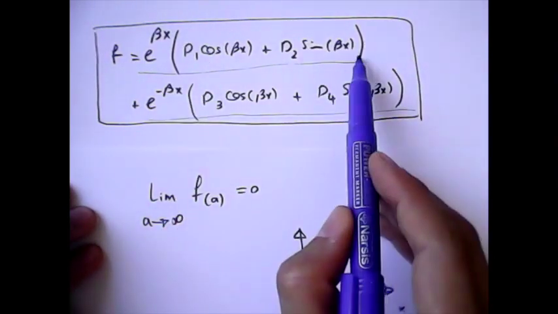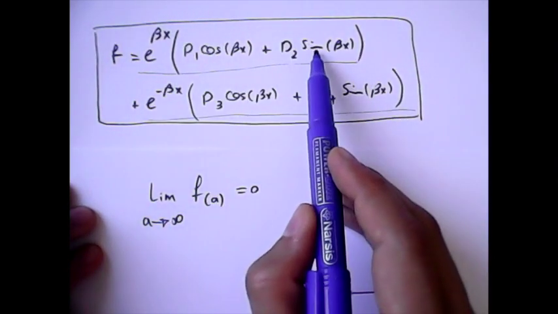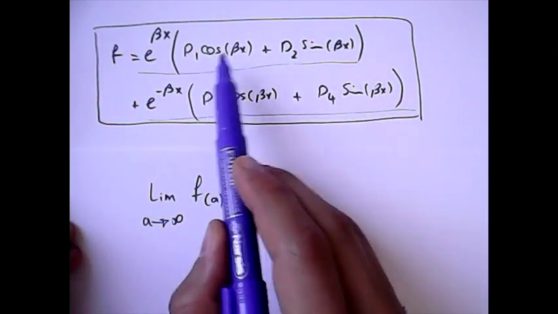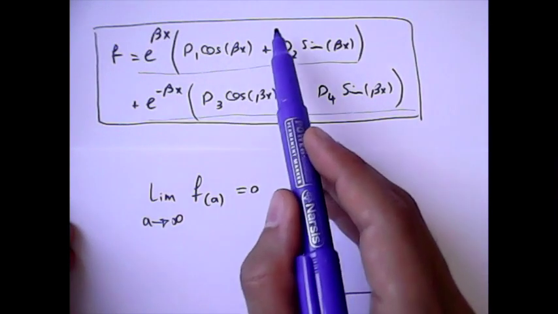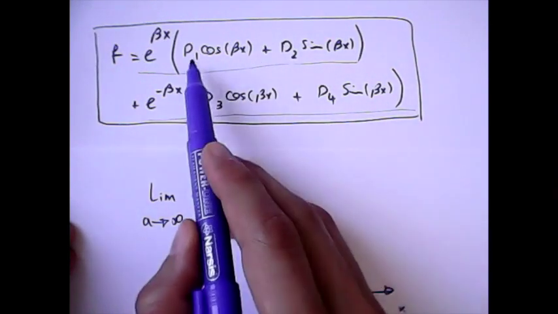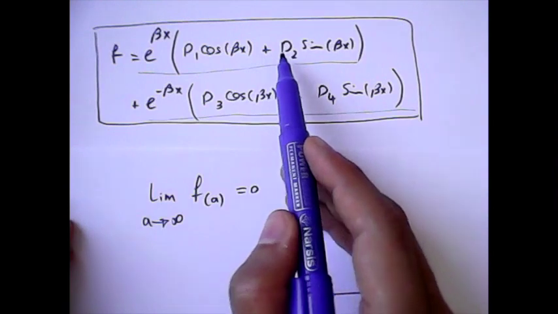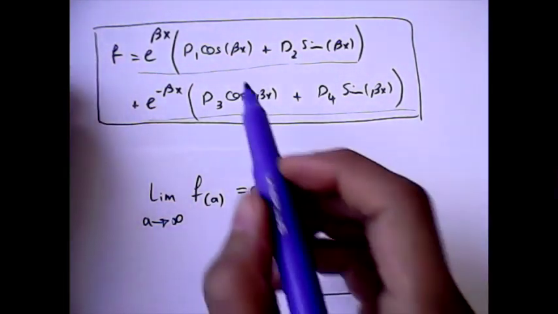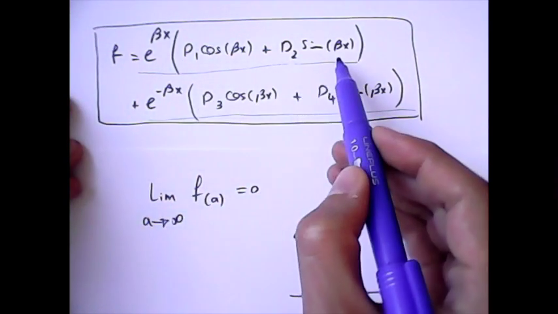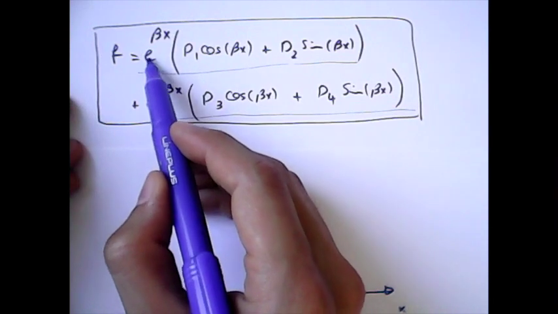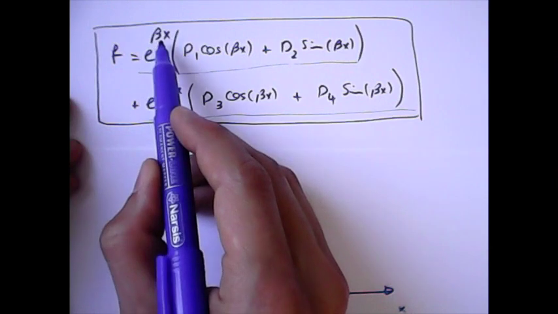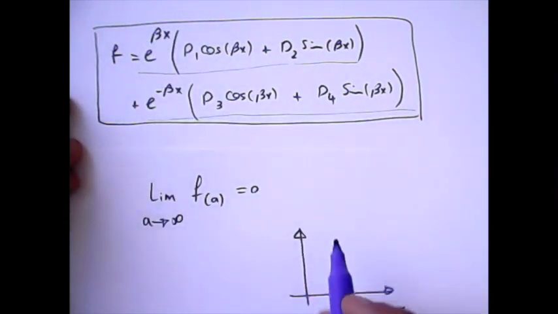Inside the parentheses here, we have cosine and sine. The cosine and sine could be at most +1 and at least -1, multiplied by d1 and d2. So the values are finite. They couldn't be infinity or anything. This is like a finite number multiplied by e to the power beta x. So let's see what will happen as x grows in here.